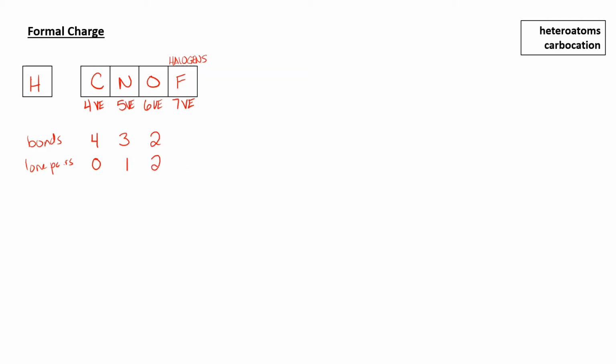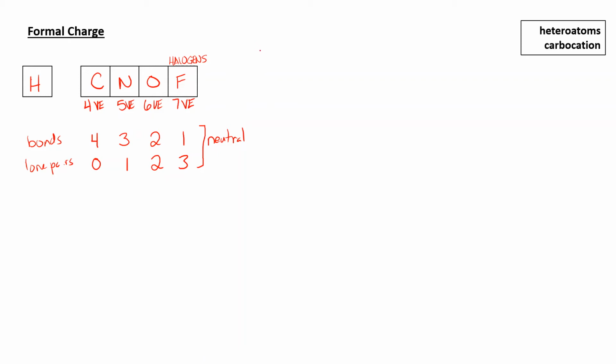The pattern continues. Neutral oxygen likes to have 2 bonds and 2 lone pairs. And fluorine, or the halogens, like to have 1 bond and 3 lone pairs. All of these considerations are for the neutral compounds. We will be dealing with some charged compounds here in a second. So this is all for neutral. So a neutral nitrogen will always have 3 bonds and 1 lone pair. And those bonds can be sigma bonds or pi bonds, doesn't matter.